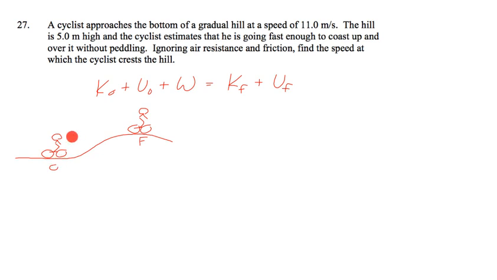So when he's down here at the bottom, he's at the low point. So what can I cancel out in this equation? UO, because that's the low point. He is moving when he's here because he's approaching with a speed of 11 meters per second, so he does have kinetic energy. But it does say ignoring air resistance and friction, so what else can we cancel out? W. So we cancel out W.